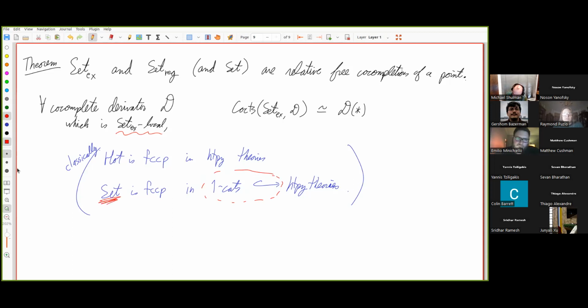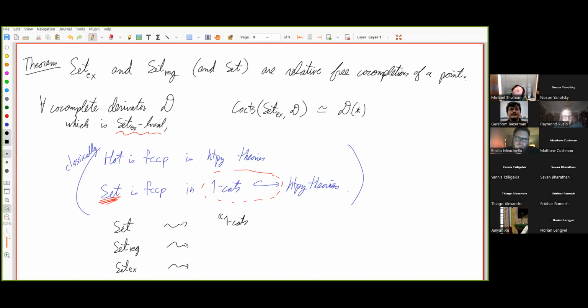And so what happens here is that you have Set and you have Set_reg and you have Set_X, and each of them has a corresponding notion of what you might call one-categories sitting inside homotopy theories, derivators. And each of them is a free co-completion of a point in that world, the corresponding notion of one-category. So in that sense there are arguably three equally sensible notions of Set and notion of one-category sitting inside homotopy theory. And these things each have that corresponding property.